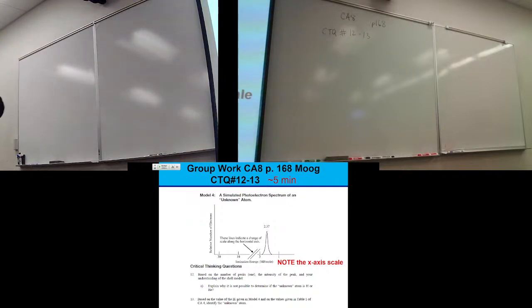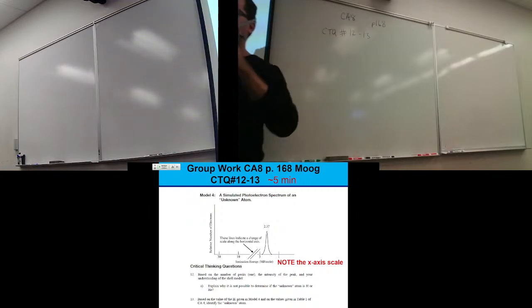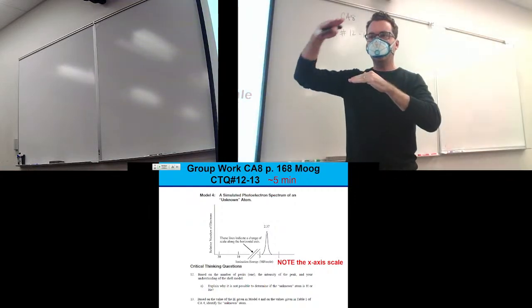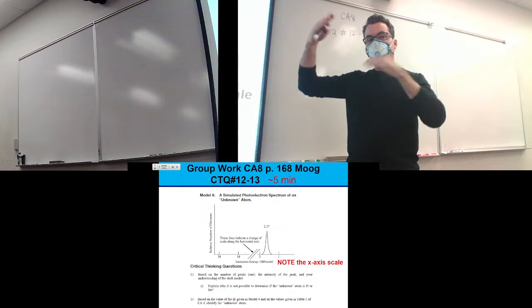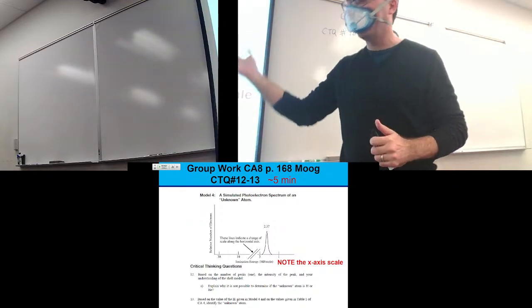Why can't it be lithium? Because lithium has 2 peaks, right? It has an electron in the second shell. So we should see 2 peaks in that case, but we only see 1. So it's not lithium either.